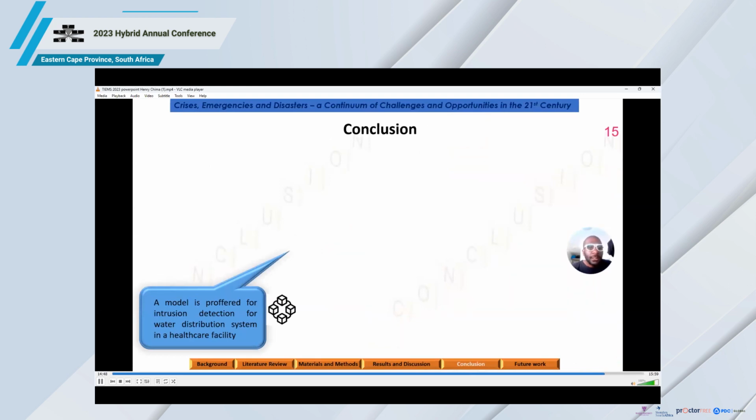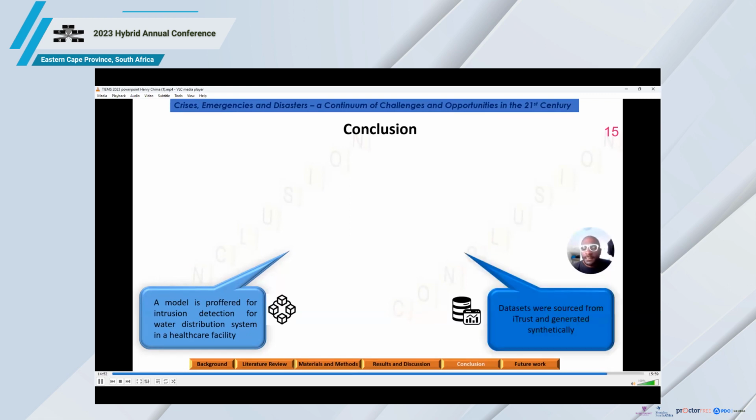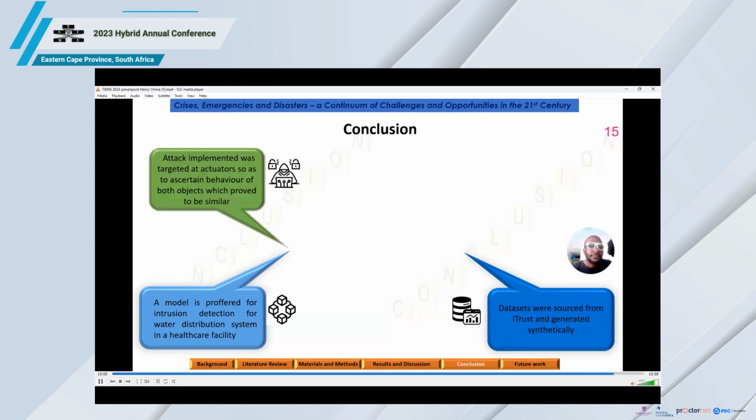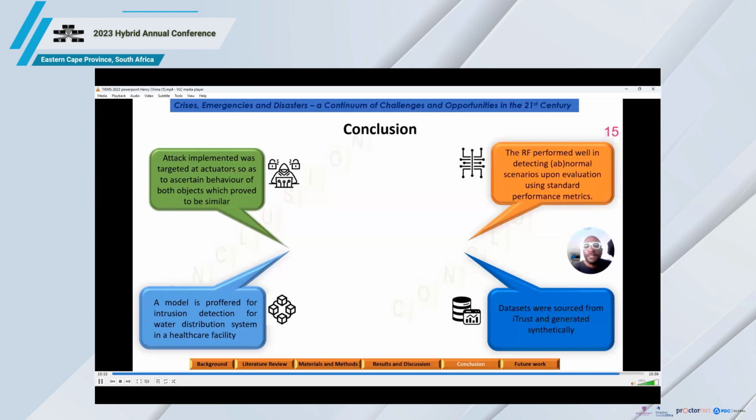an intrusion detection mechanism for water distribution systems in a healthcare facility. Datasets were taken from iTrust, which was used as the baseline dataset, and subsequently used for generating a synthetic dataset. In an attempt to conduct a behavioral analysis, attacks that were implemented on the physical testbed were also mimicked on the digital twin, which showed very similar behavior.